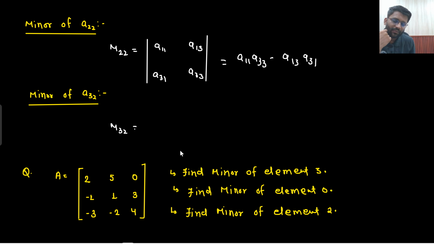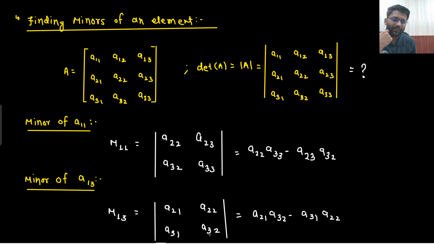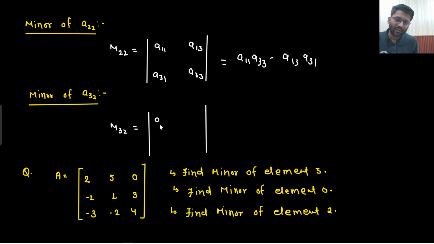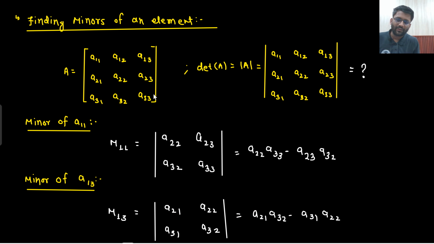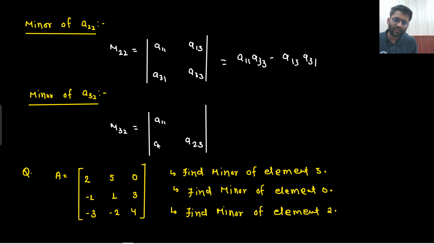What about A32? That will be M32. With respect to M32, I will block the row and column. So what will I be left with? A11, A23, A21, A13. So this will be the answer: A11 A23 minus A21 A13. So this is the concept of minor.